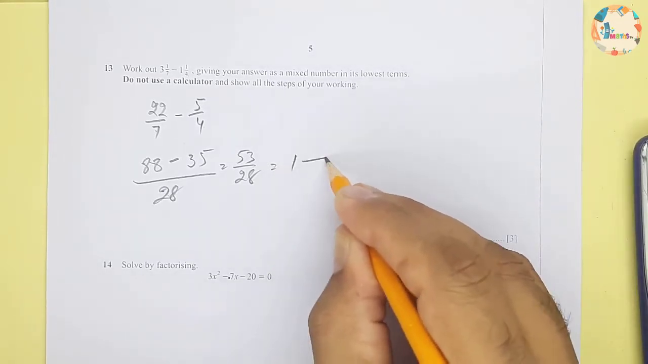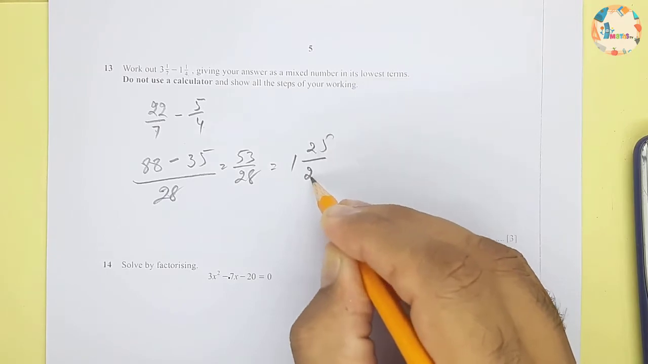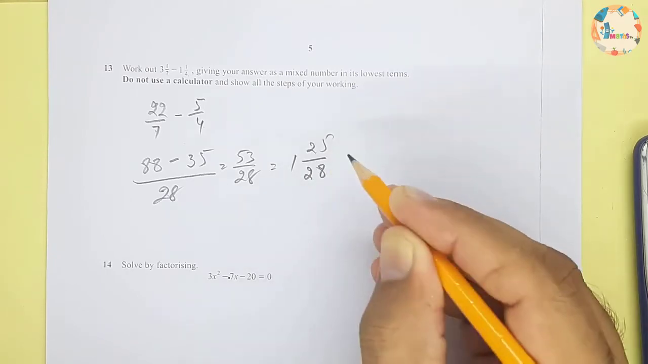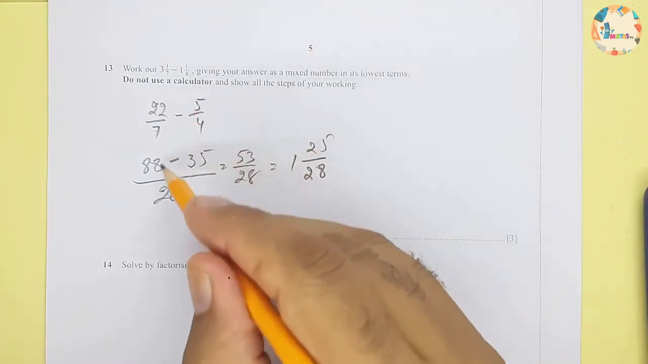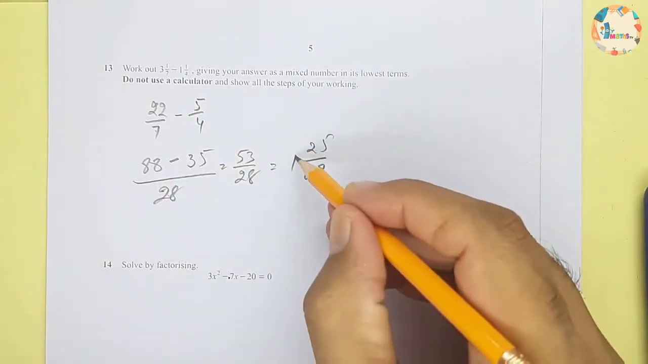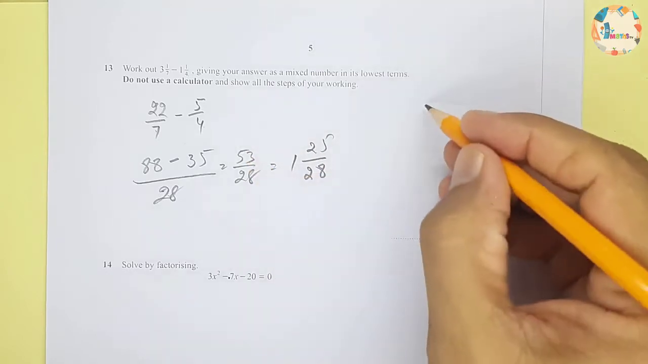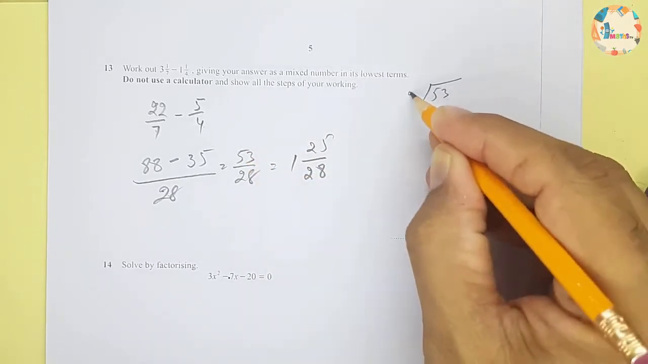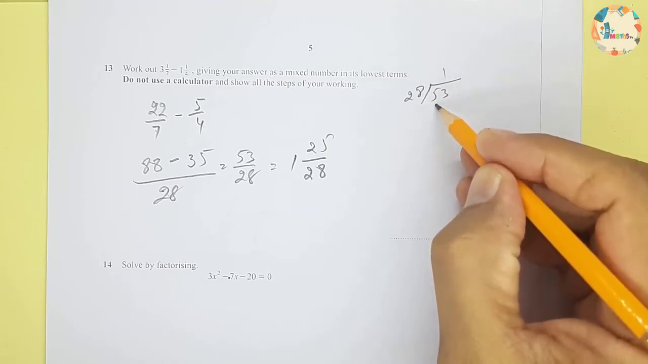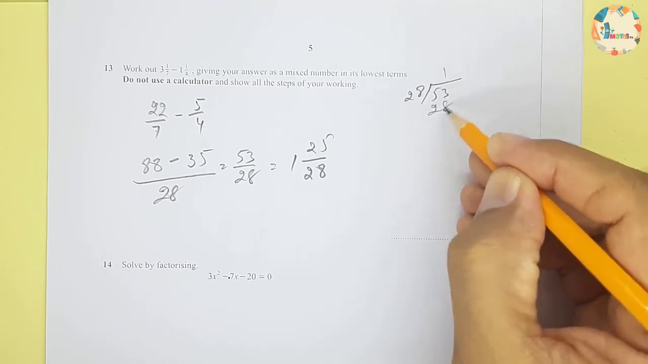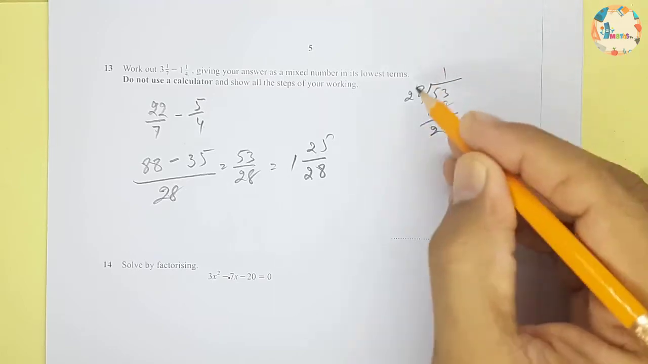This will be equal to 1 whole 25 over 28 basically. So what we have done, we have used this calculator, but we are showing all the working. So even you can divide this, like for example 53 divided by 28. So ones are 28, and this will be 25, and then change into mixed fraction.